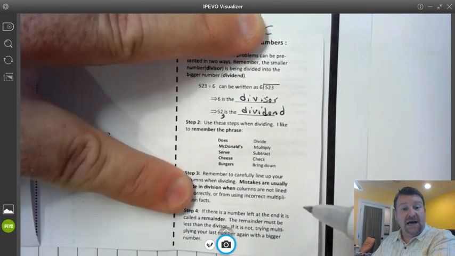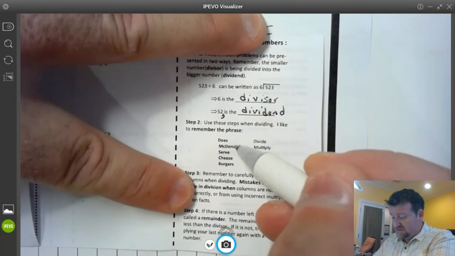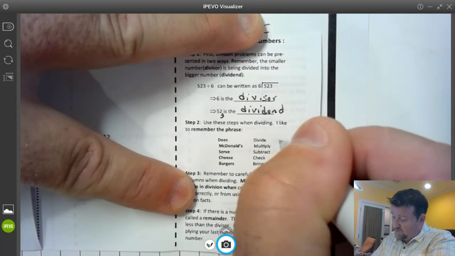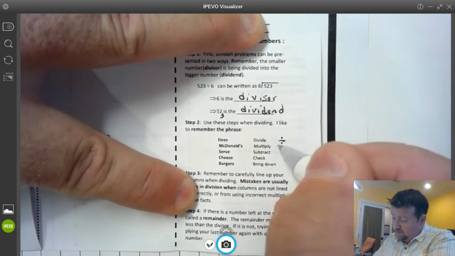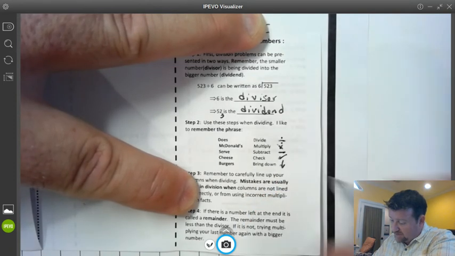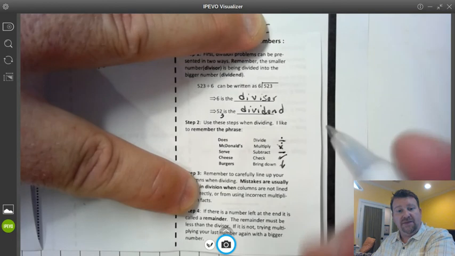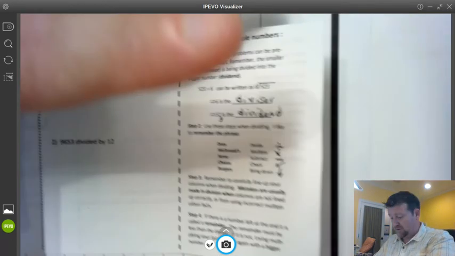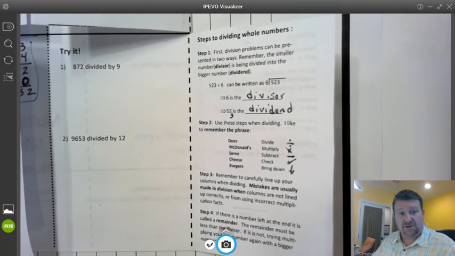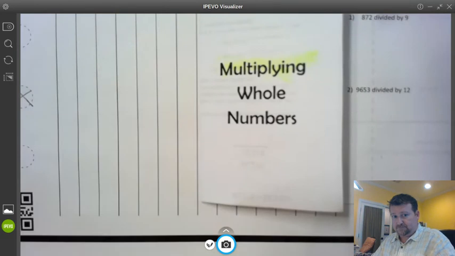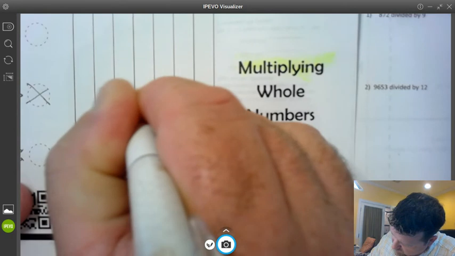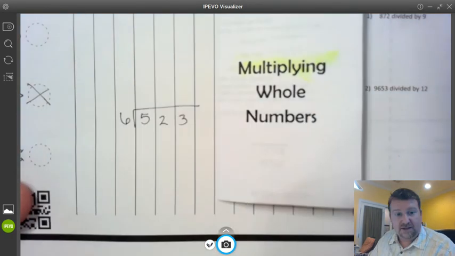Now, once we begin dividing, we use these steps. I like to remember this phrase: does McDonald's sell cheeseburgers? This is going to tell us how we always divide. We divide, then we multiply, then we subtract, then we check, and then we bring down. So if we're using this algorithm method, we're going to follow does McDonald's sell cheeseburgers. As I begin to do this first problem, I'm going to set it off to the side. And what I ask you to do is, if you have your notebook paper, use the lines on your notebook paper to help you.